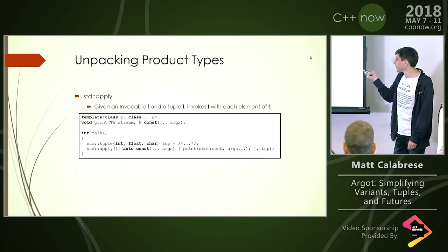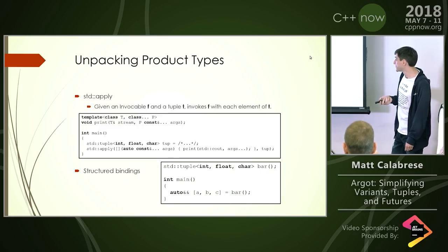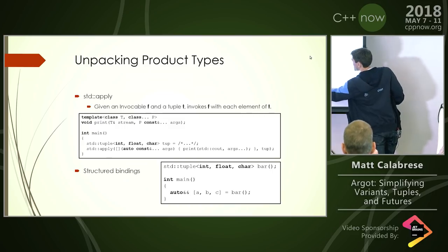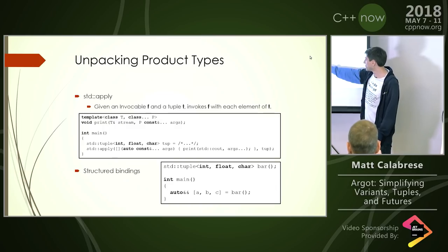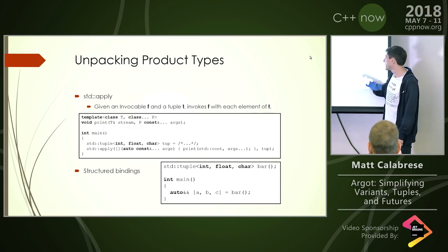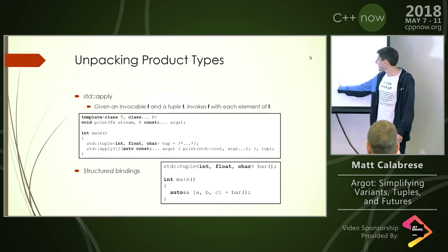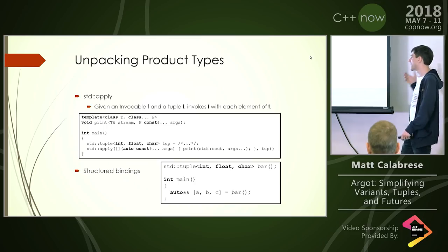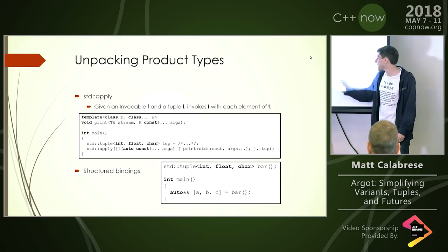Okay. So the other facility we have in C++17 is structured bindings. Rather than at a call site, it lets you take product types and decompose them down into their constituents. It allows you to assign names to each of the individual components. So here, we have a function that returns a std tuple of int, float, and char, and we have a nice way of calling that function. Then instead of getting the result as a single tuple that we have to reference the elements of with get 0, get 1, get 2, we create these convenient little aliases called A, B, and C.